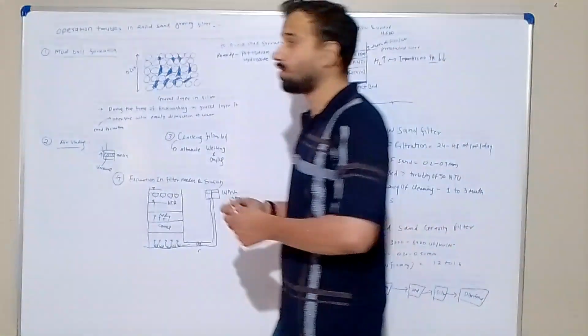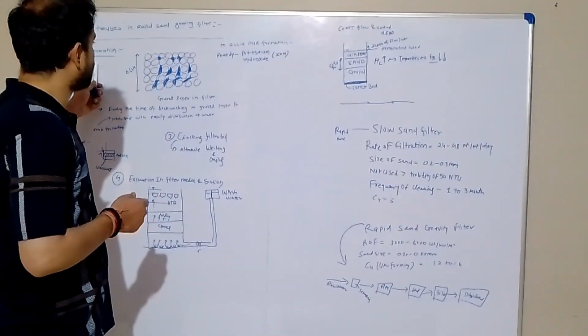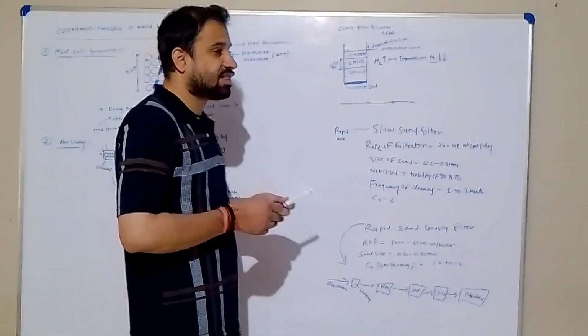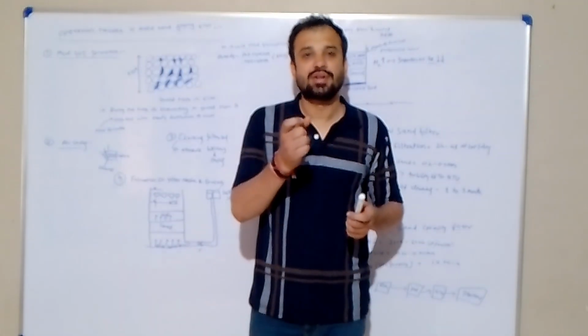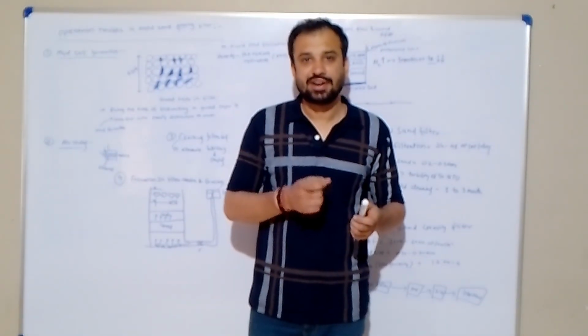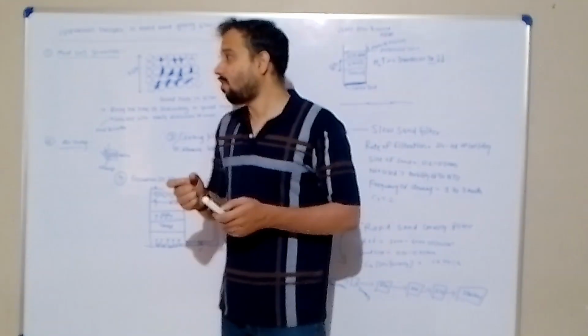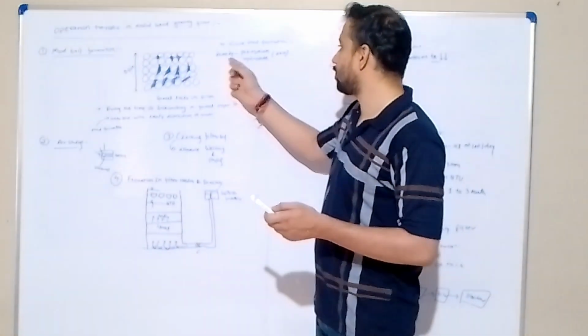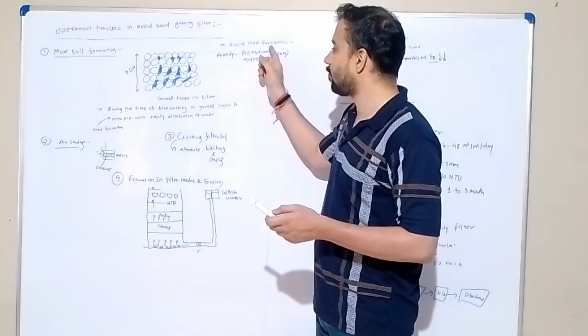The operation trouble in the rapid sand gravity filter is mud ball formation. What happens is, in the gravel layer, some types of mud balls or a layer of mud is formed on the gravel layer. This is avoided by backwashing, or we spread potassium hydroxide over the gravel layer to avoid the mud formation.